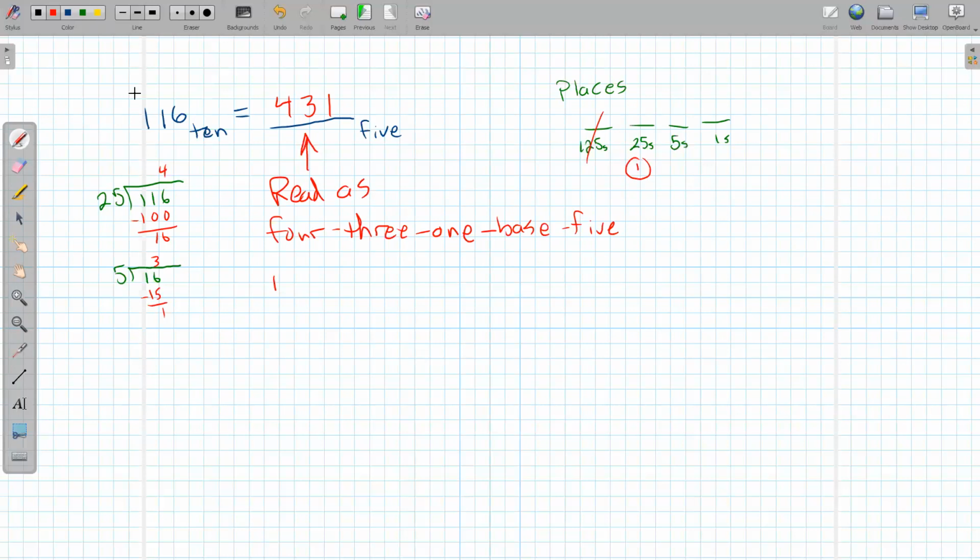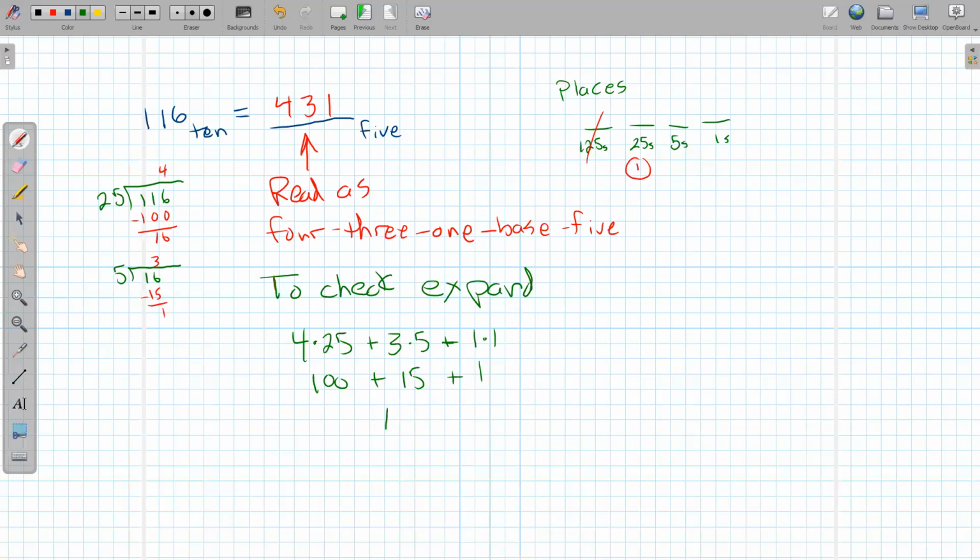Oops, color, come on, pen. There you go. To check, expand. So up there, that says I have 425s. So now I'm into the base 10 world because I put the digit 5 there. And I have 3 5s, and I have 1 1. So 425s is 100, plus 3 5s is 15, plus 1. And yeah, that looks like 116 to me. So we did it correctly.